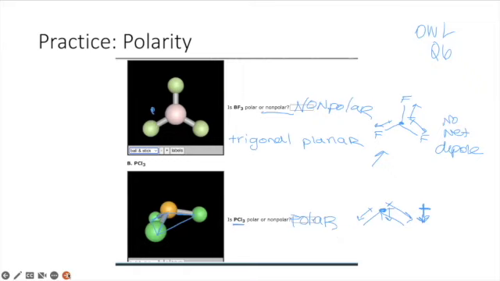Polarity is a very complex thing, and I wish we had more time to talk about it because I'm imagining you're a little confused. Unfortunately, we don't have more time, but if you have more questions, visit me in office hours.